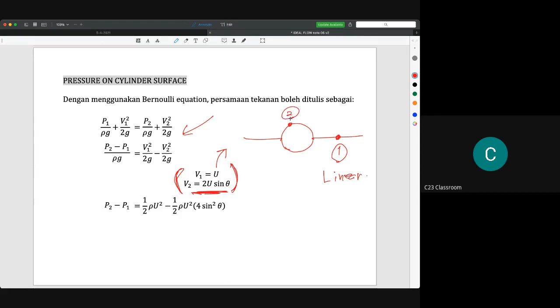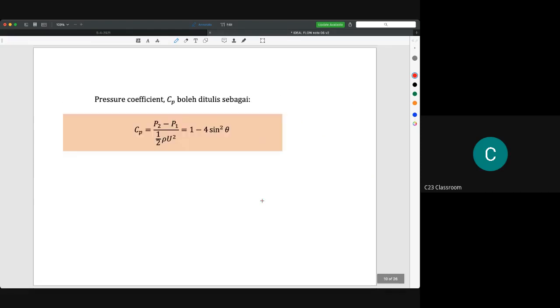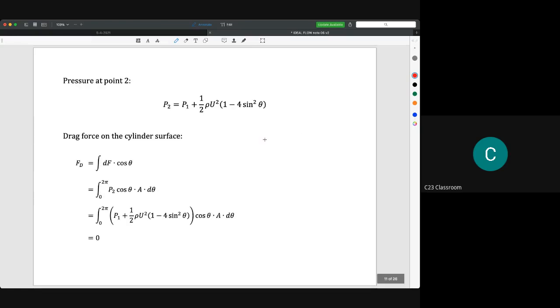So we take the value of U theta, and then we could write this term. And then we could calculate it, or we could define the pressure coefficient Cp here as shown in this slide. And then if we rearrange our previous equation, we could get that P2 can be written like this one, and then we could calculate the drag force.